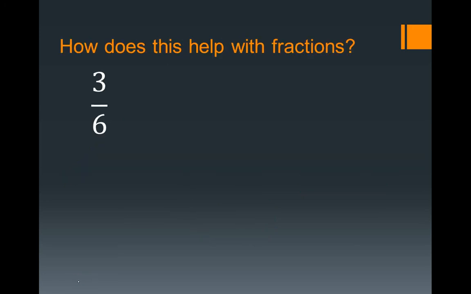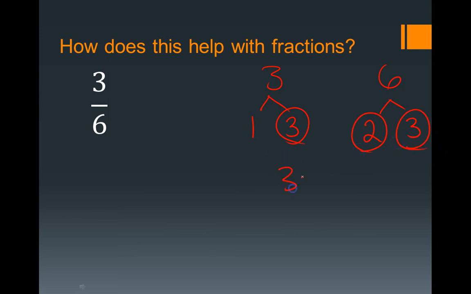So how can prime factorization help us out? Well, let's look at the prime factors for each of these. 3 and 6. Well, 3 is just made up of 1 and 3. 1's not prime, but 3 is, and so we're good there. 6 is 2 and 3. 2 is prime, and 3 is prime. So 3 has the prime factors of 1 times 3. 6 has the factors of 2 times 3.